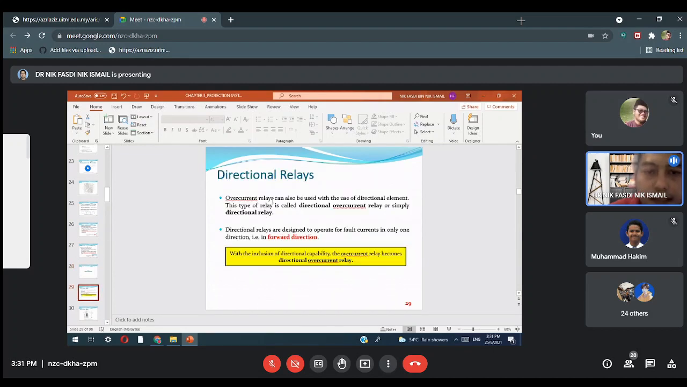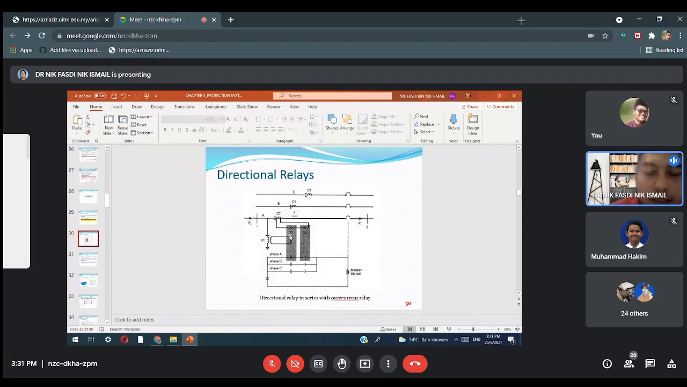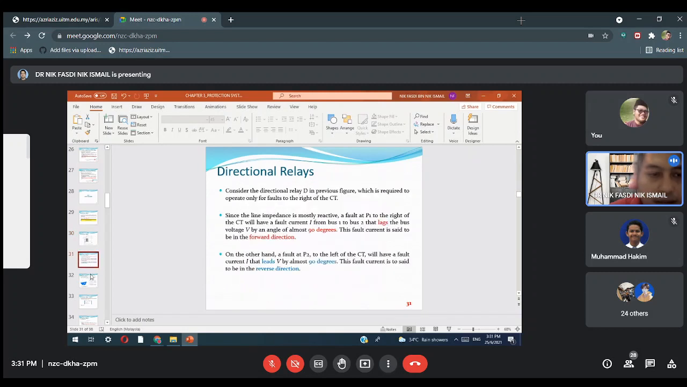Alright, overcurrent relays. Then there is a combination of directional relays and overcurrent relays. Here you can also see, D is the directional relay, OC is the overcurrent relay. So it is a combination. One is based on the fault current, the magnitude of the fault current, and the other is the direction. So they combine.